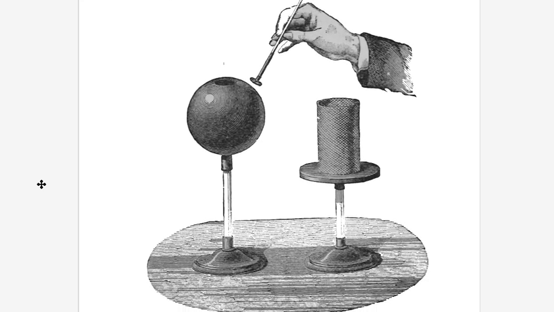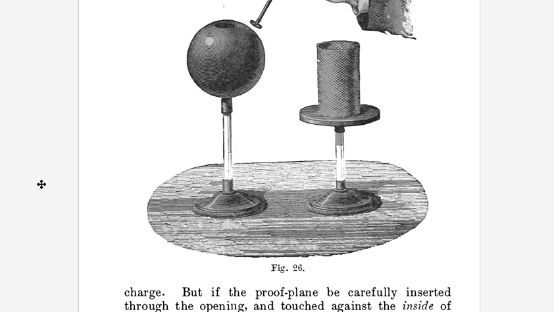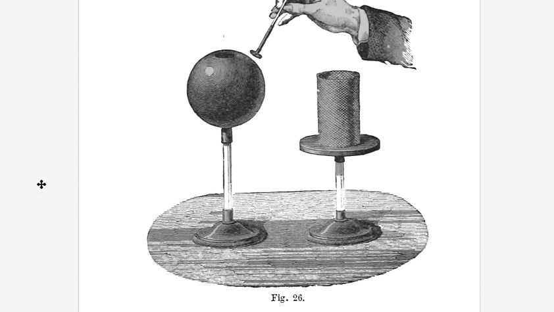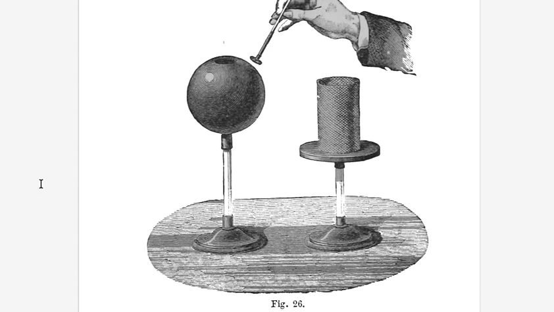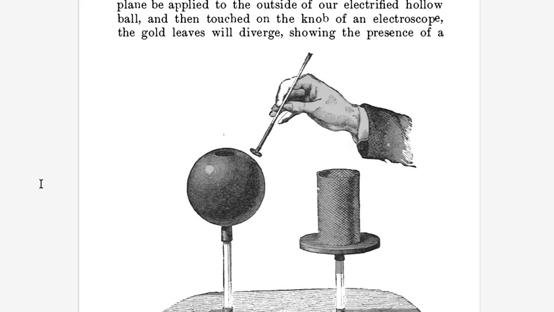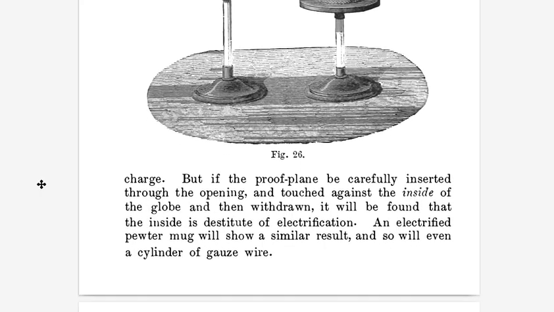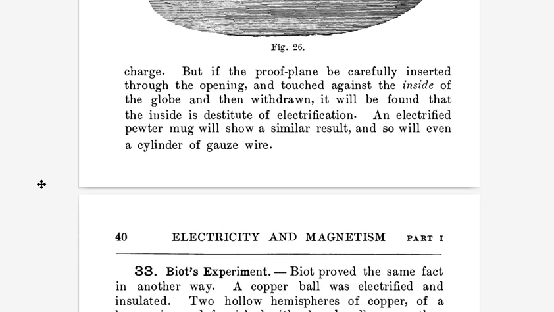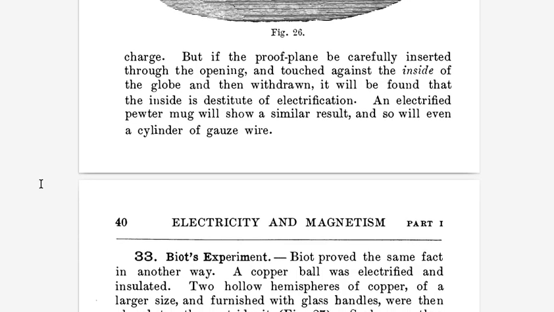For some purposes a metallic bead, fastened to the end of a glass rod, is more convenient than a flat disc. If such a proof plane be applied to the outside of our electrified hollow ball, and then touched on the knob of an electroscope, the gold leaves will diverge, showing the presence of a charge. But if the proof plane be carefully inserted through the opening, and touched against the inside of the globe and then withdrawn, it will be found that the inside is destitute of electrification. An electrified pewter mug will show a similar result, and so will even a cylinder of gauze wire.